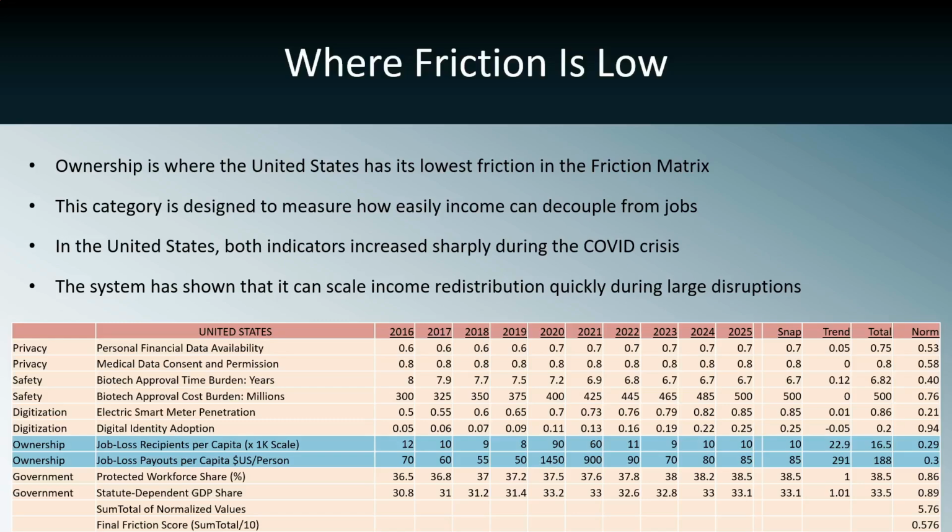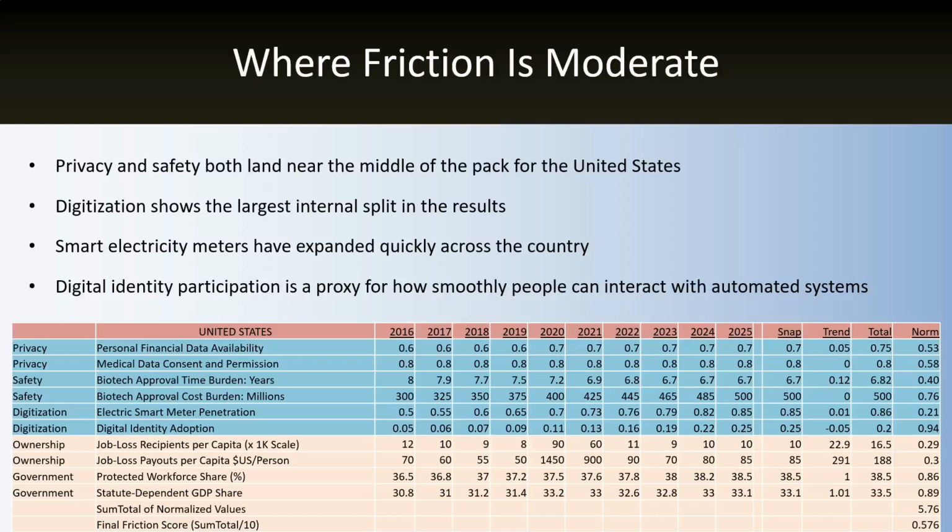Those emergency responses reveal an important structural signal. While normal levels of redistribution in the United States are closer to the middle of the pack, the system has shown that it can scale income redistribution quickly during large disruptions. That flexibility allows the United States to stand out in this category, producing a very low ownership friction score of about 0.30.